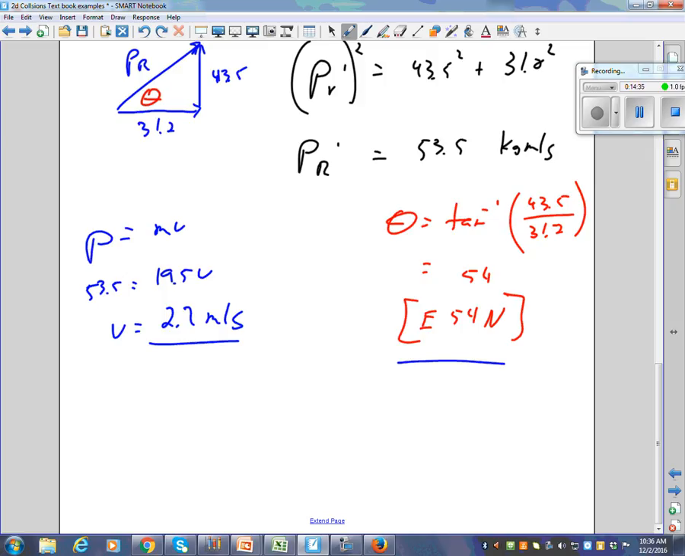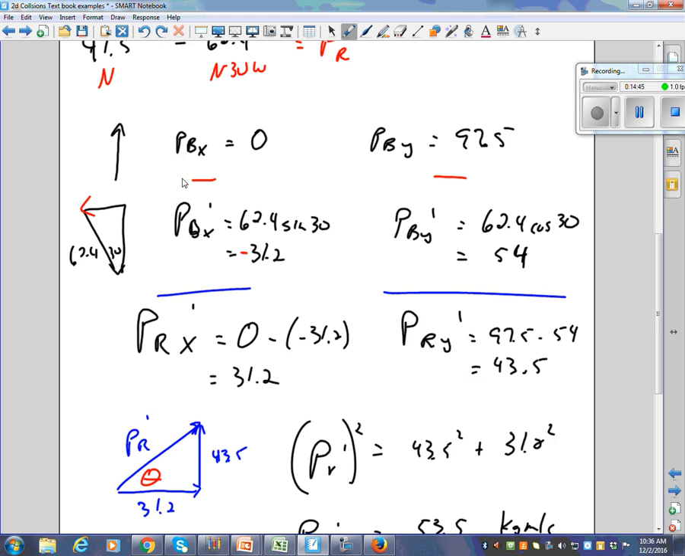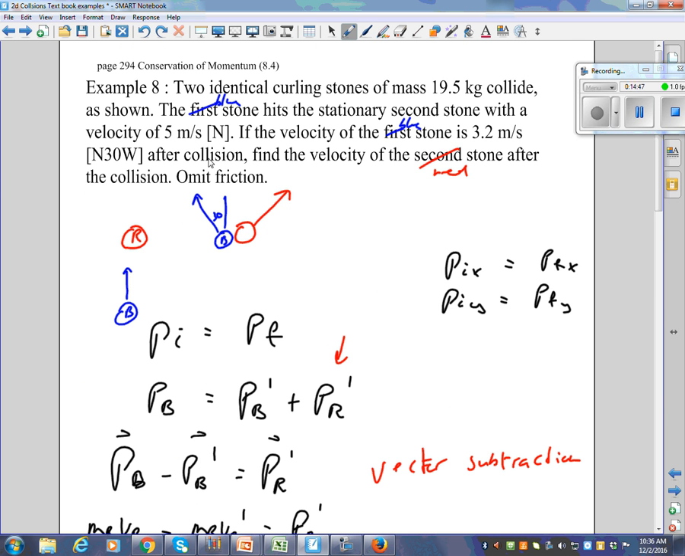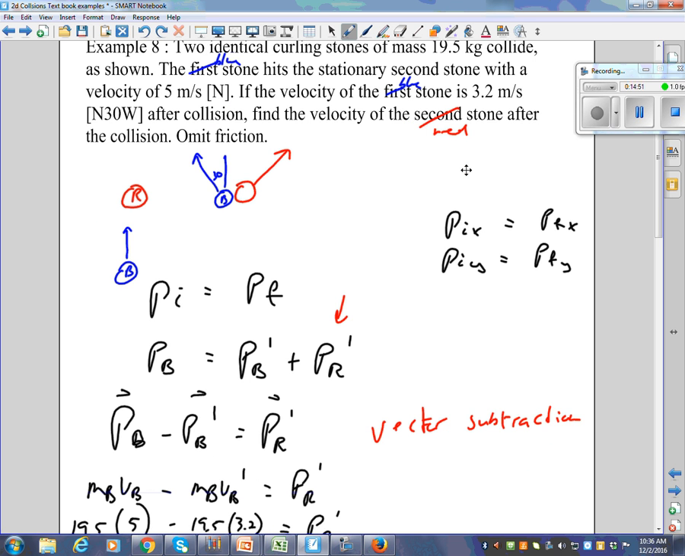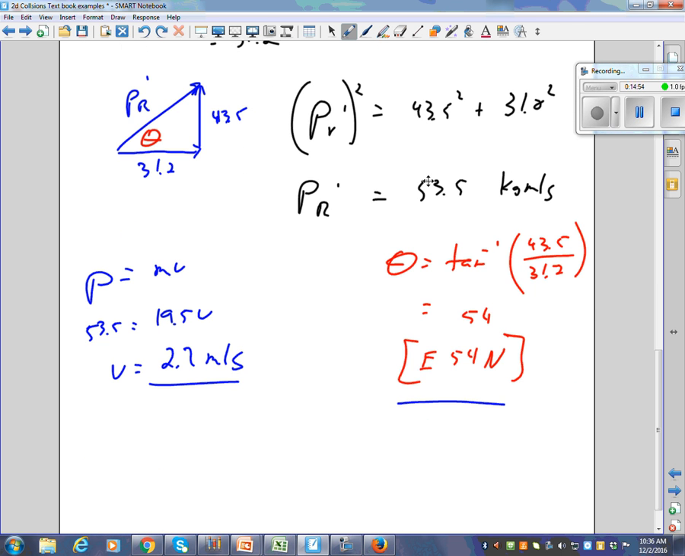Does this feel reasonable? Yes. The angle is east 54 north, which seems about right. And 2.7 meters per second, well, what was the speed of the other one? It was going at 5, and then the other one goes at 3.2, 3.2 and 2.7, yeah, that's right in that ballpark, right? Is that a hard question? Absolutely. I get it. That's it.